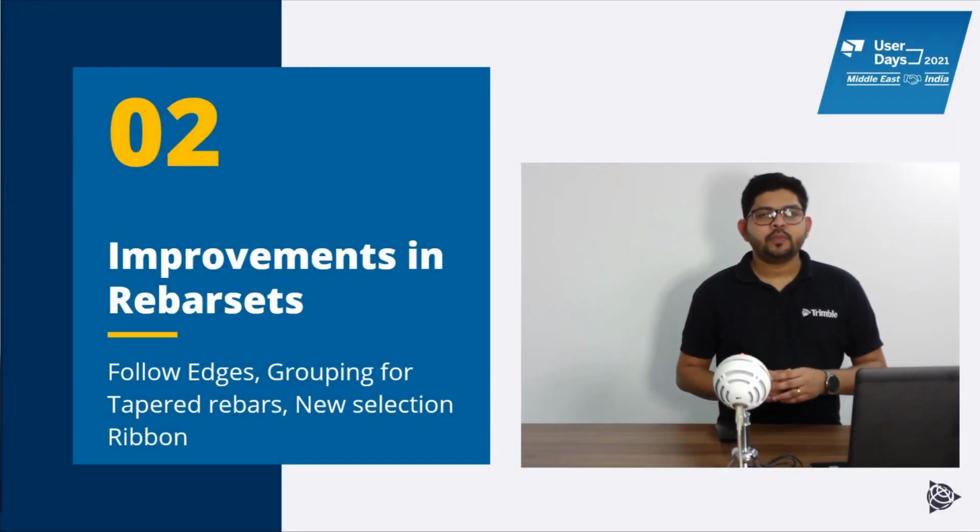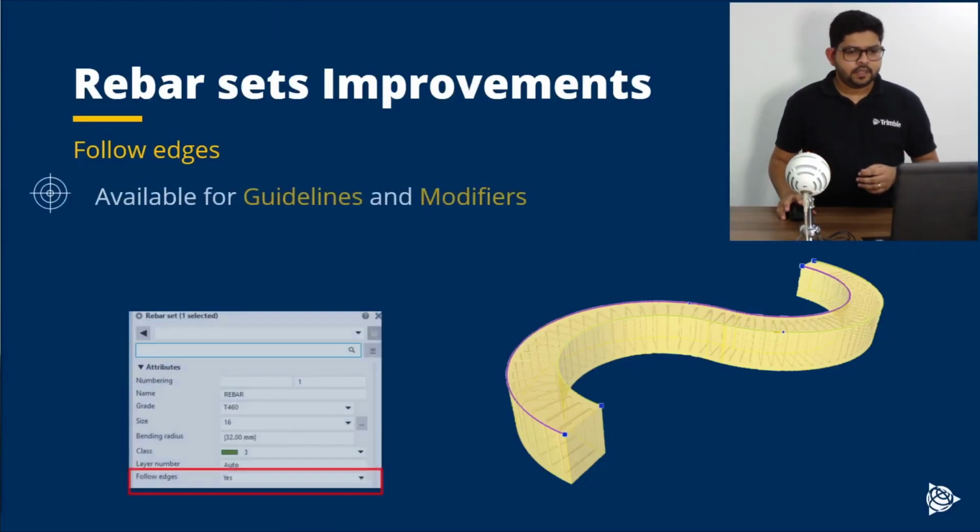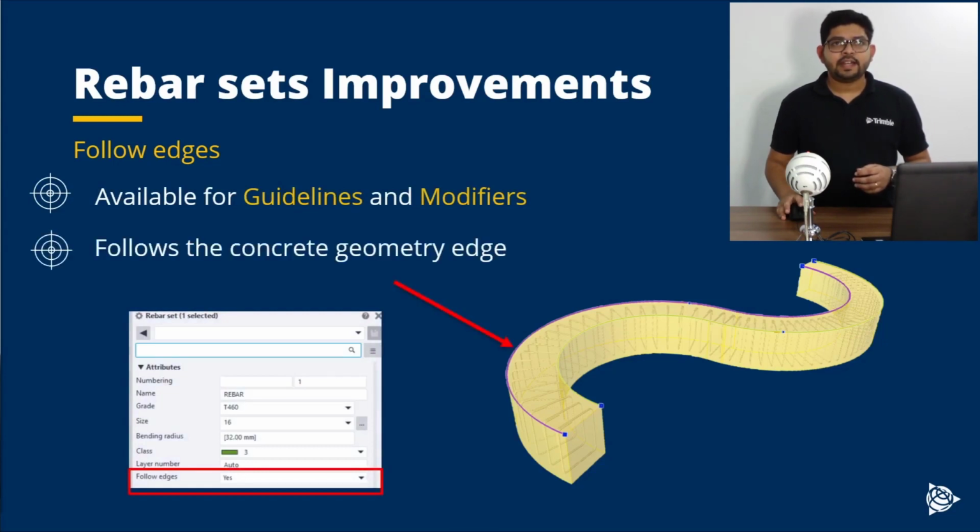Let's now turn to improvements in rebar sets. A new option called the follow edge option has been introduced in rebar sets. So with the new follow edge option, the rebar set guidelines as well as the modifiers will follow the concrete edge explicitly, and thus orient all the reinforcement based on this concrete geometry.